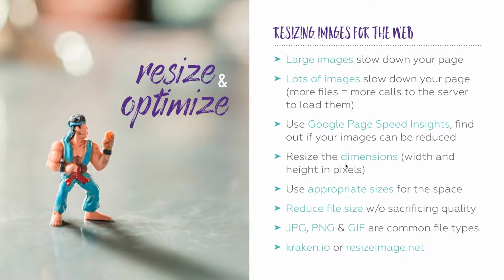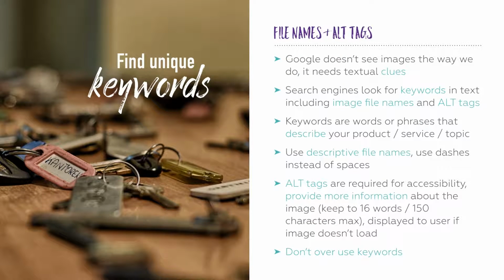All right, so now we know how to create images, how to find images, and we know how to resize images for the web. The next thing we're looking at is how we can optimize them as far as our content goes. So as I was saying before, Google doesn't see images the same way that we do. It actually needs textual clues to understand what your image is about. It doesn't see colors and shapes and faces the same way that we do. Google's just a robot. What Google can do, though, is it can read text.